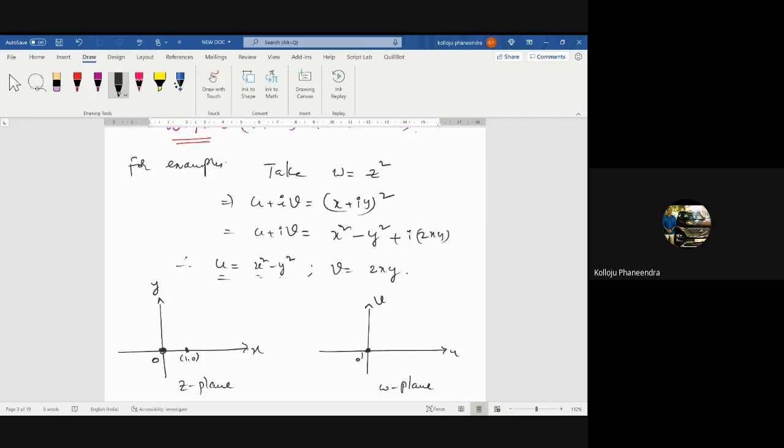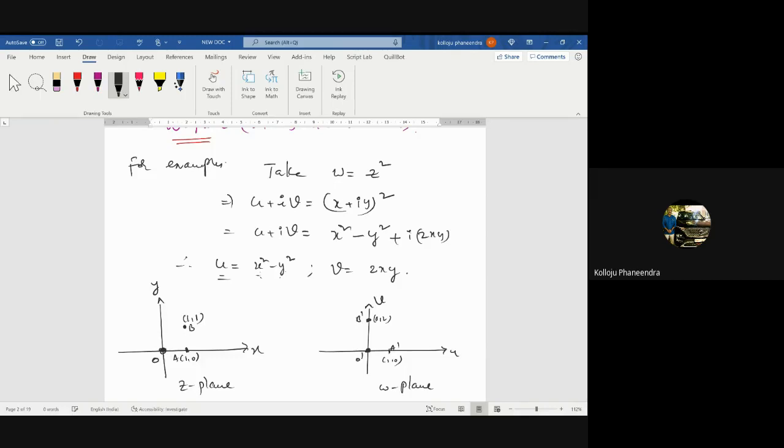What is the image of 1 comma 0 on the w plane? Put x equal to 1, y equal to 0 here: u equal to 1 and v equal to 0, which means this is also the same point. If I take 1 comma 1 in the xy plane, that is the z plane, then the u value is 0 and the v value is 2. That means this is the point, and its image is 0 comma 2. I'm calling this point A, so its image is A dash. If I take this point B, this is B dash.